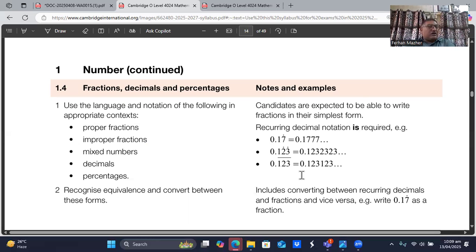These are called non-terminating recurring decimal fractions, and we have to convert them into simple fractions. This is the exact wording which Cambridge will be using to ask you this question: convert the given decimal fractions into simple fractions. Okay, so let's start. We have collected some questions from different sources, and we will try to solve them.